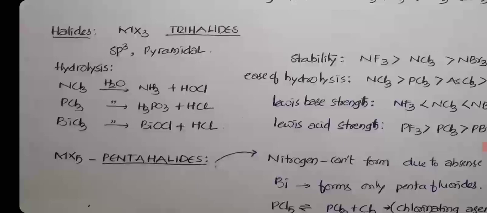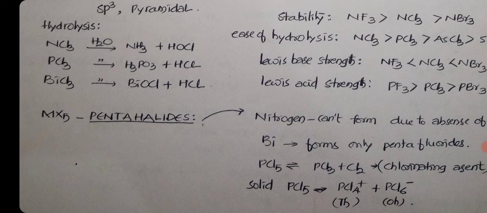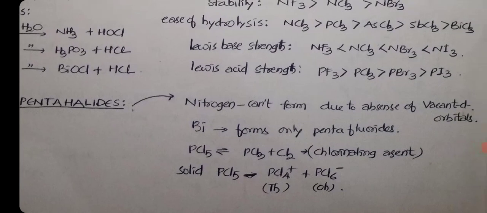When it comes to pentahalides, NCl5 is not possible because nitrogen cannot form 5 bonds. PCl5 is possible, trigonal bipyramidal, sp3d hybridization, and solid PCl5 exists like PCl4+ and PCl6-. PCl4+ is tetrahedral, PCl6- is octahedral. PCl5 immediately turns into PCl3 and Cl2. PCl5 has two different types of bond angles, so it always tries to convert into either sp3 or sp3d2 hybridization. As it can release chlorine, it is also called a chlorinating agent.